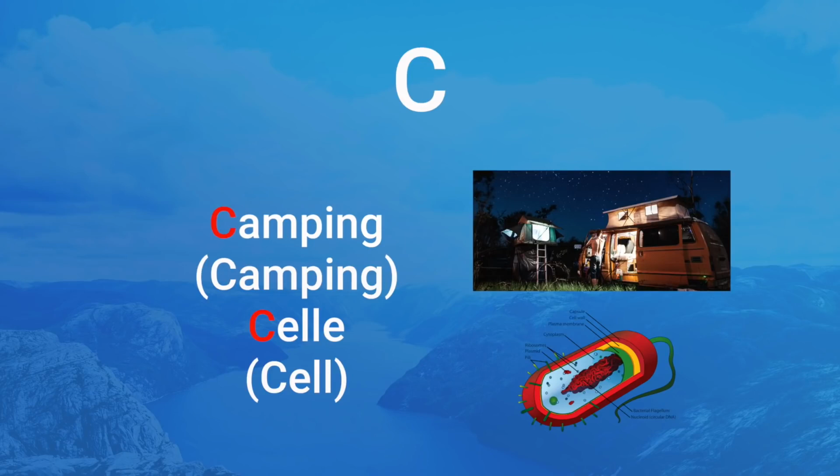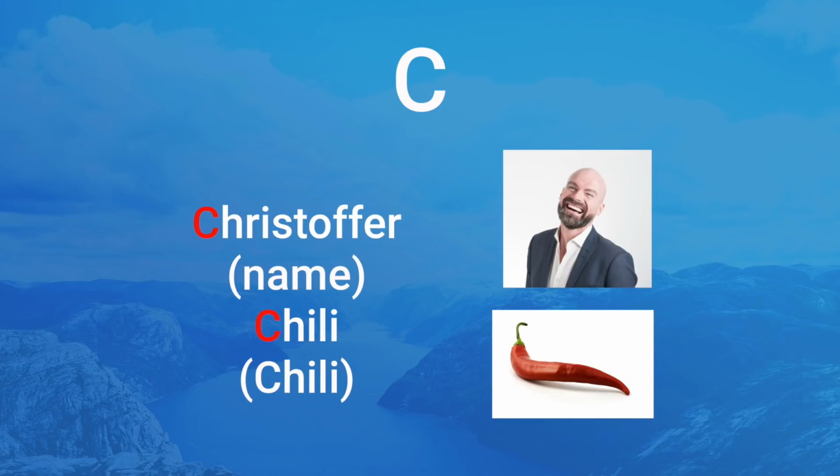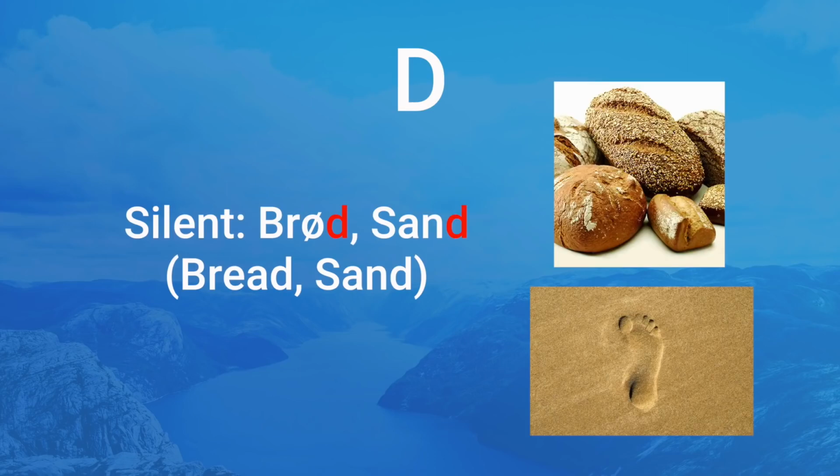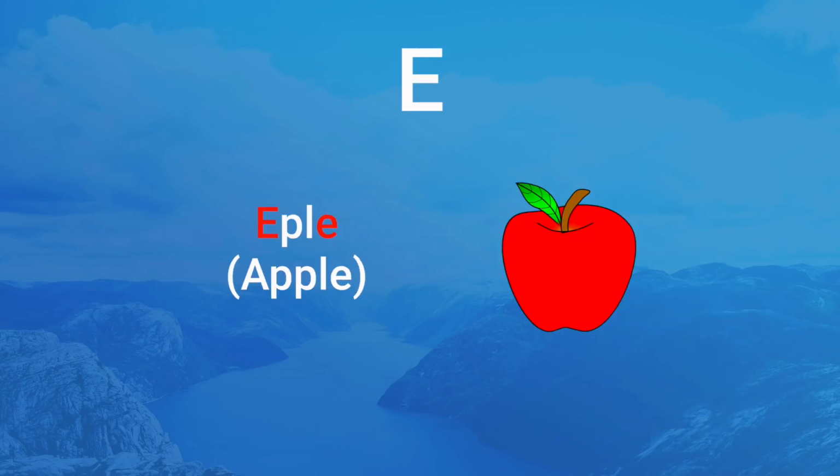C. When it comes to the letter C, there are a few different pronunciations. Typically, however, it will either sound like an S or a K sound. So examples would be camping, celle, Kristoffer, chili. D, dør. Occasionally, a D inside a word may be silent, and a few examples of this are brød, sand.